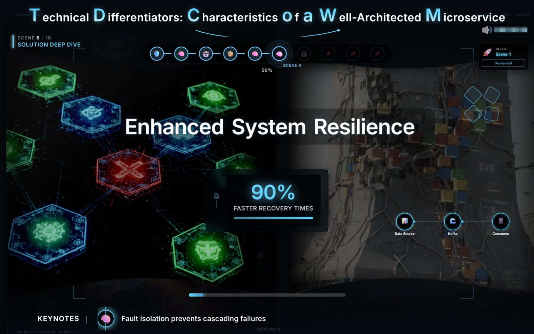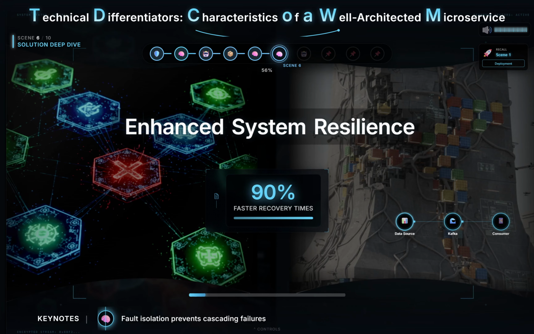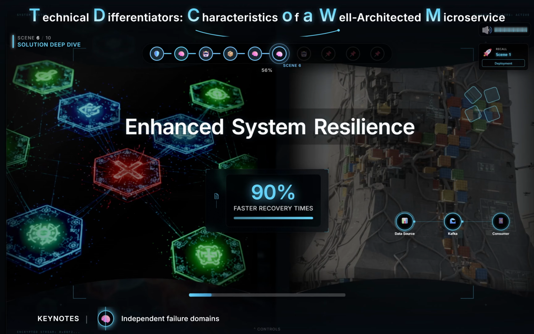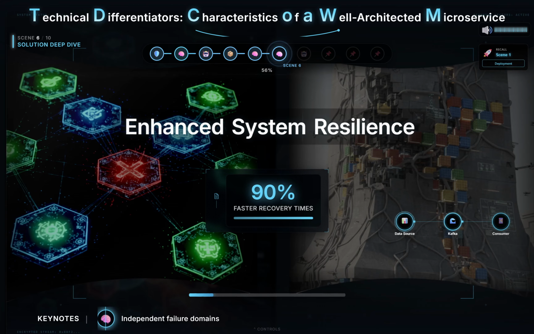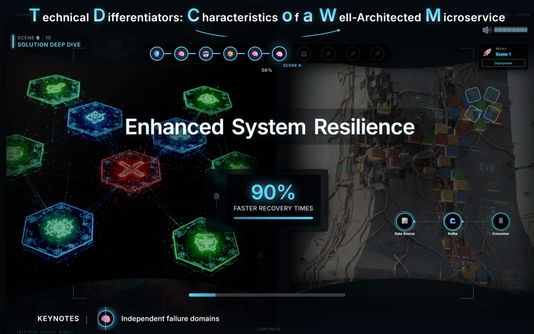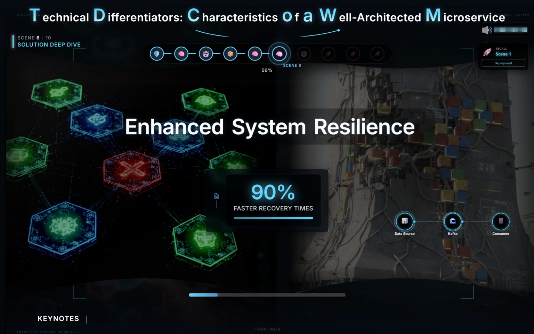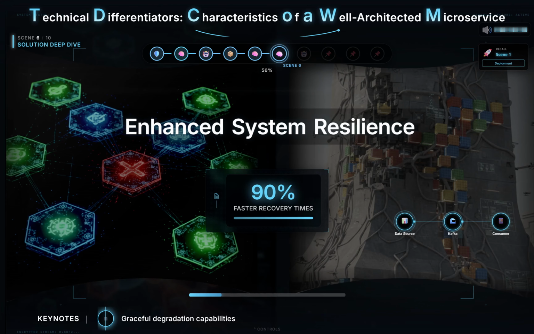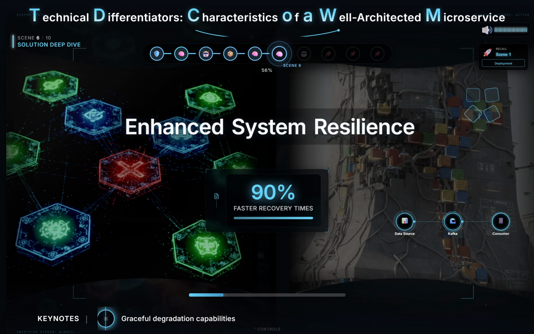First up, let's talk about why microservices drastically improve system resilience and reliability. Think back to our Lego analogy. If one brick in your giant monolithic structure fails, the whole thing could come tumbling down, right? With microservices, that single faulty brick, that isolated service, can fail without taking down the entire application.